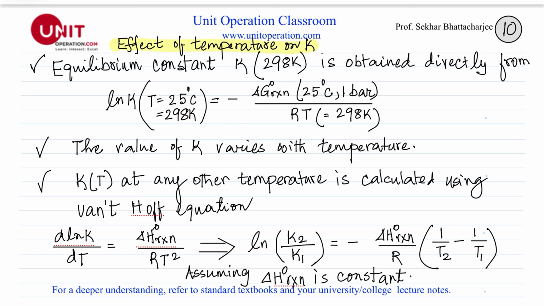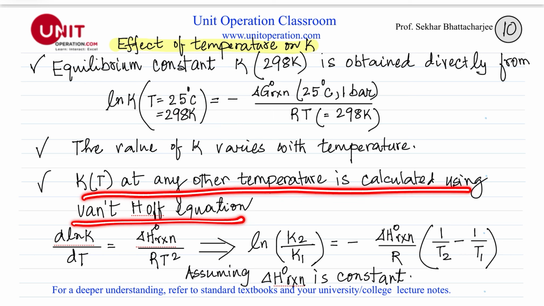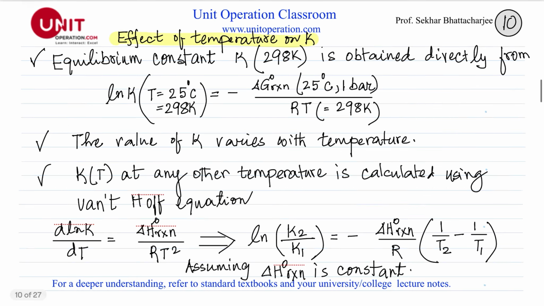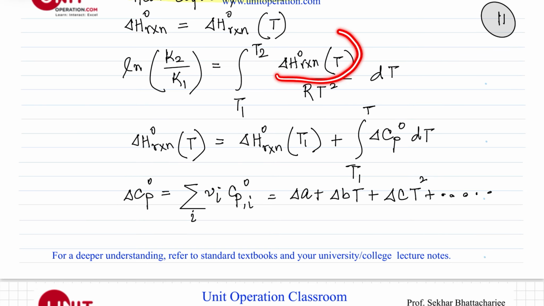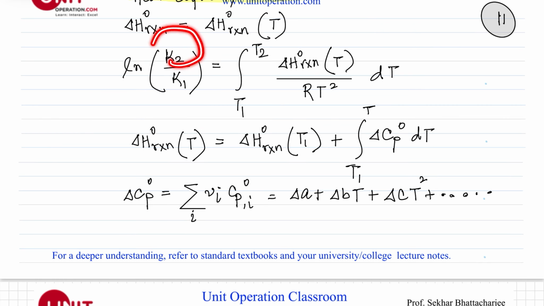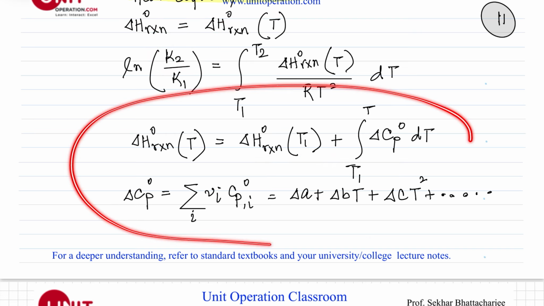So K at any other temperature is calculated using Van 't Hoff's equation. This is a very standard one, where of course the heat of reaction is assumed to be constant. These are given in a standard textbook. If we know that the heat of reaction is a function of temperature, in that case, of course, we use this equation here to calculate the value of K2. This K at 298, we have seen how to calculate from the standard Gibbs energy of formation. To calculate the value of K at any other temperature, we can use this one. The effect of pressure we will see later. Of course, these are given in a standard textbook.